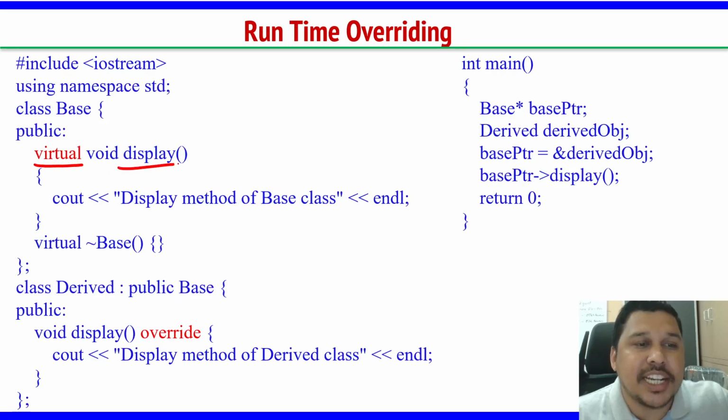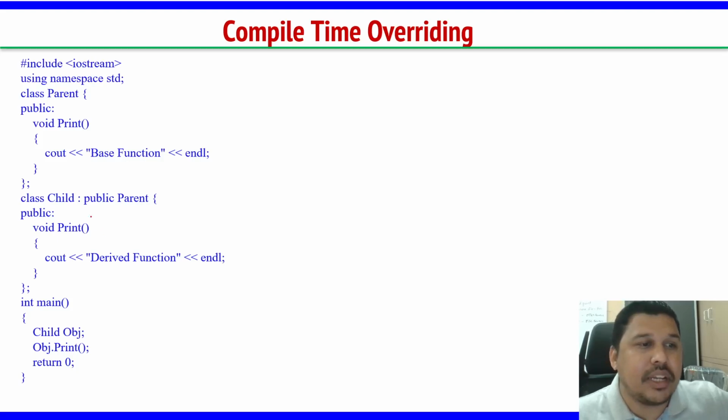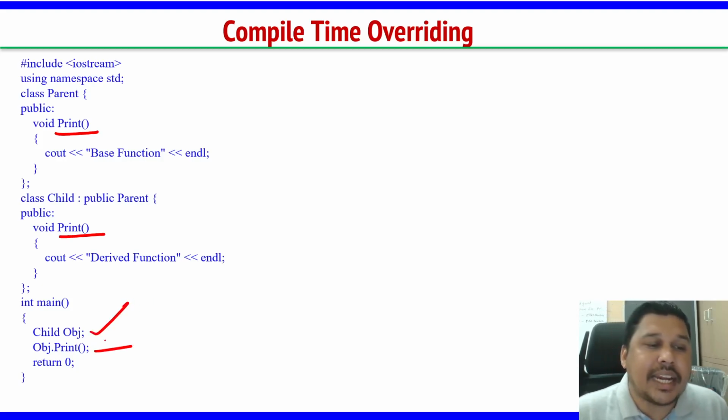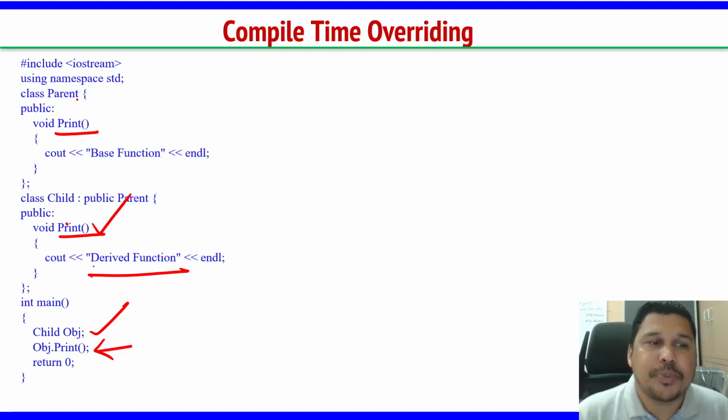See, I have a function display in the base class, and display in the child class also. So what is happening here, as with the previous example? See, print in the base class, print in the child class. When I create an object obj and write obj.print, there is a chance that it is confused whether this one or this one. So here the child class will be executed, right?